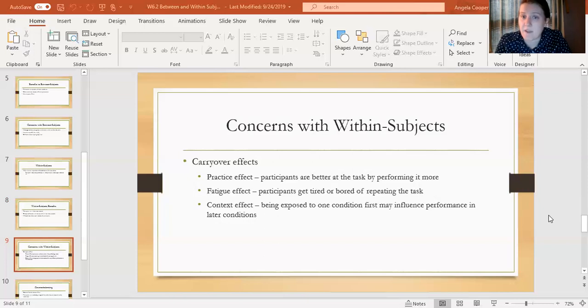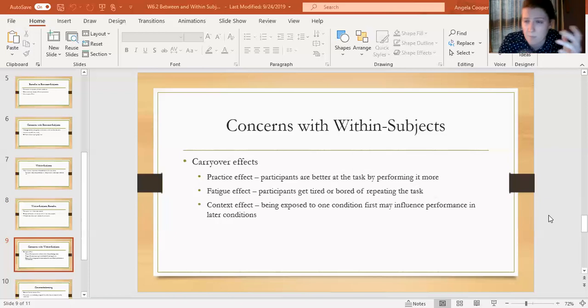So the fatigue effect is kind of the opposite of the practice effect. Whereas with the practice effect, the more they do something, the better they get at it because they're practicing, the fatigue effect is the opposite. They're doing the same thing, it's monotonous, and so they get tired of repeating it. They're tired of going through all these multiplication tables, or maybe you have them do a Stroop test and they're getting tired of, okay, so the word says green, but the color of the word is blue.